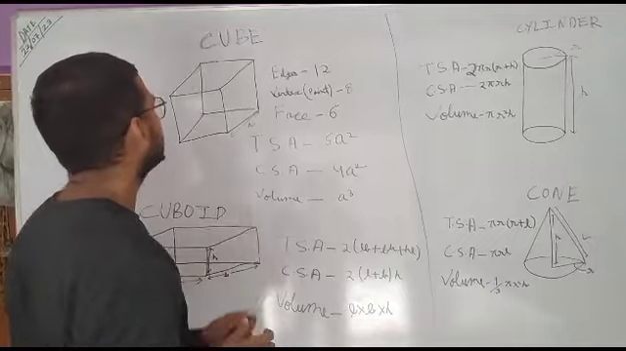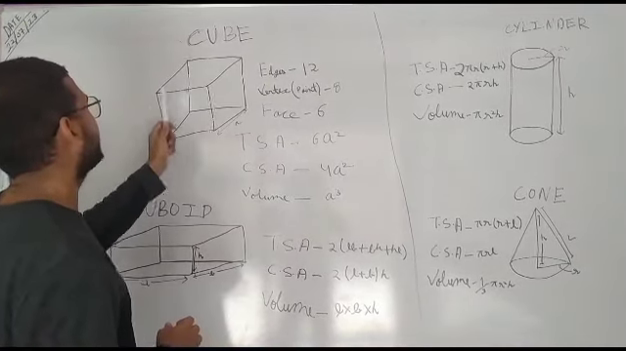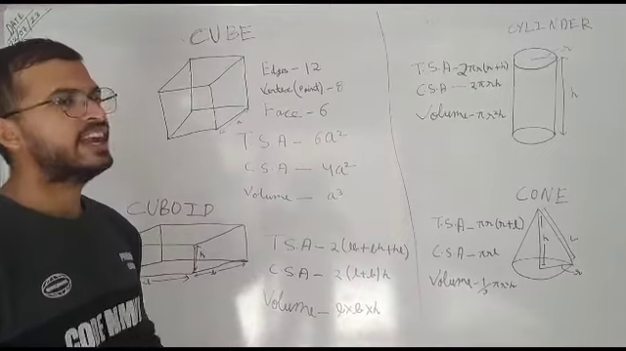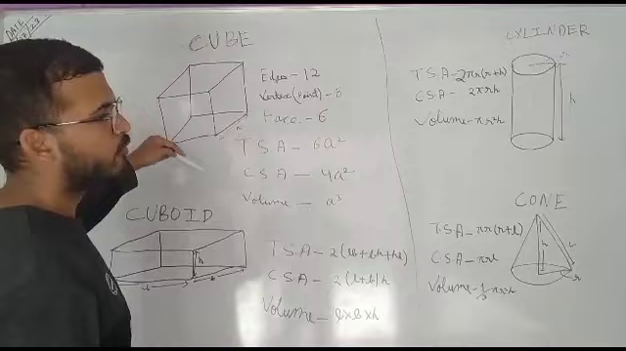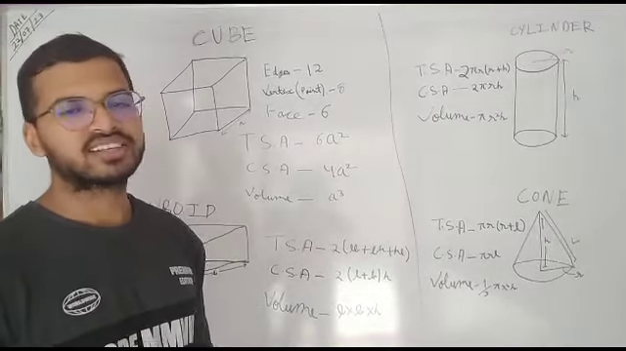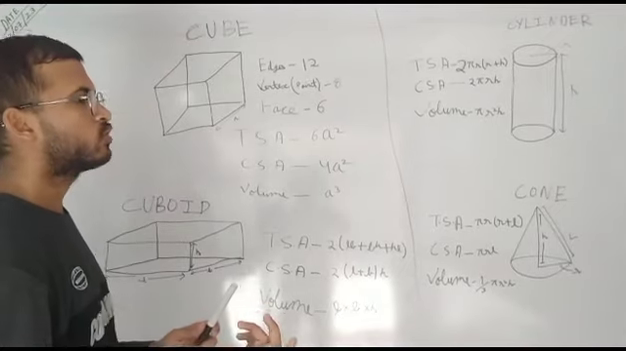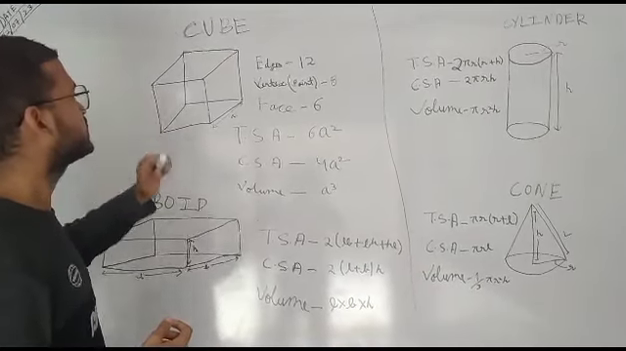A cube has 12 edges: 1, 2, 3, 4, 5, 6, 7, 8, 9, 10, 11 and 12. It has 8 points connecting all these edges, 4 at the top and 4 at the bottom. A cube is made up of 6 square faces. So the faces are 6: 1, 2, 3, 4, 5 and this one, 6.